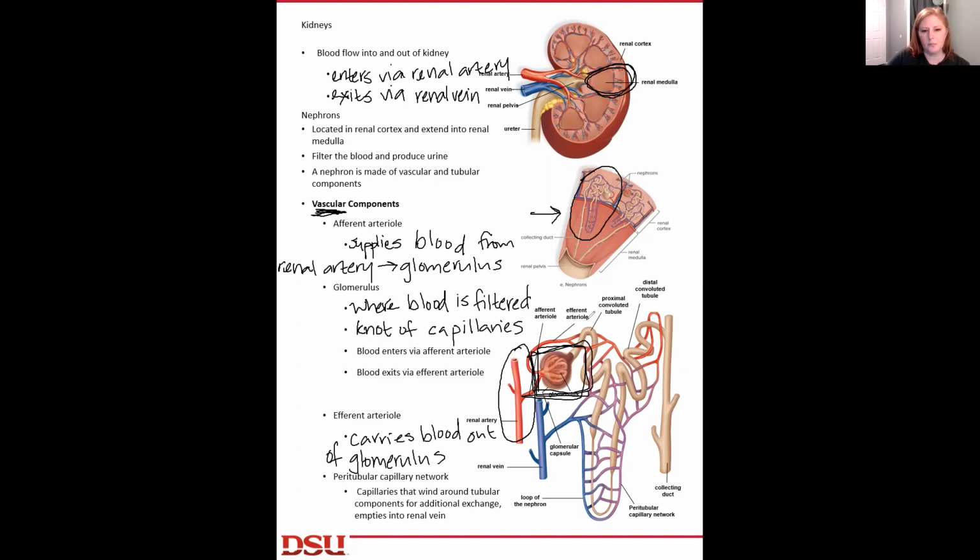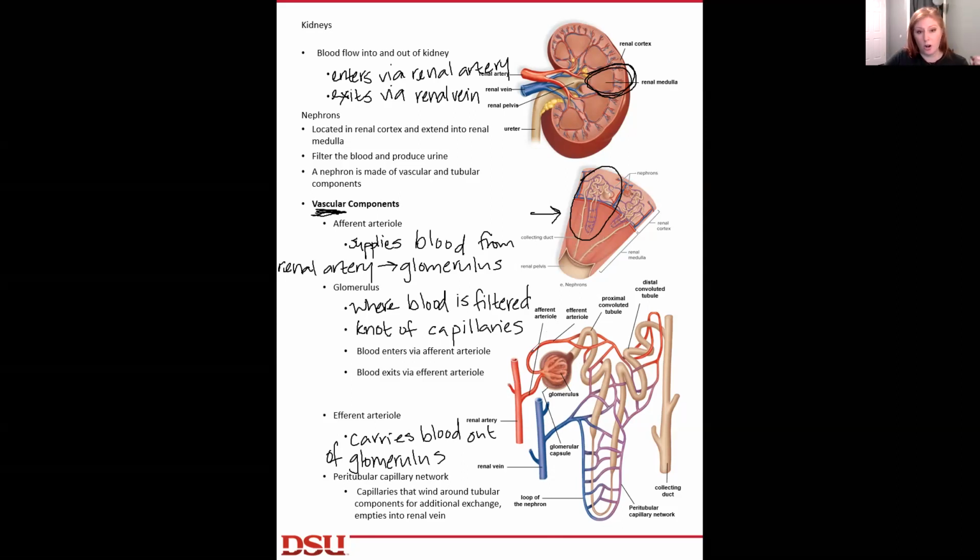Okay. And again, notice, let me erase this for a second right here. Notice that when it comes to entering and exiting with the arterioles, we're not looking at veins here. Notice that these are afferent and efferent arterioles, not venules, okay? So the blood's going to come through the renal artery to the afferent arteriole, filtered through the glomerulus, and then out through the efferent arteriole, still looking at artery stuff, okay?